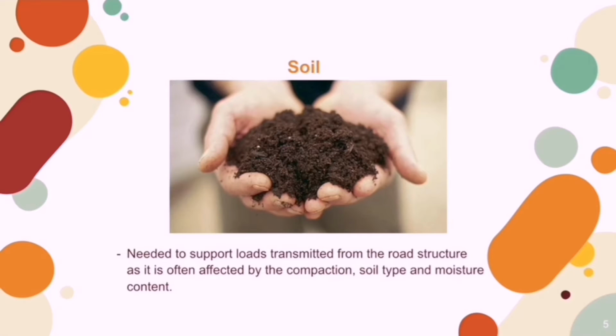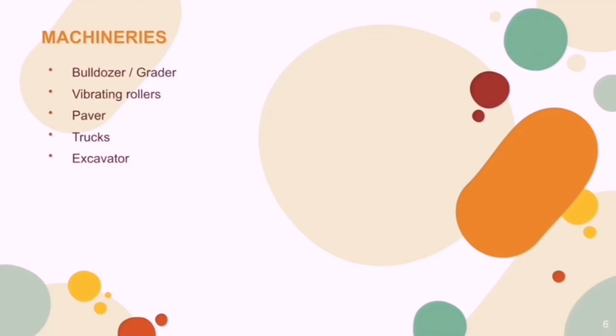Okay, lastly, soil. Soil is needed to support loads transmitted from the road structure, as it is often affected by the compaction, soil type, and moisture content. Poor quality soil needs to be avoided if possible, because it is necessary to build a stronger structure of a subgrade to provide better quality pavement.